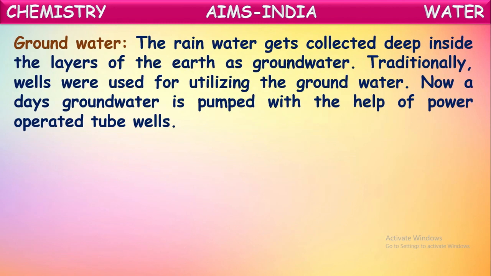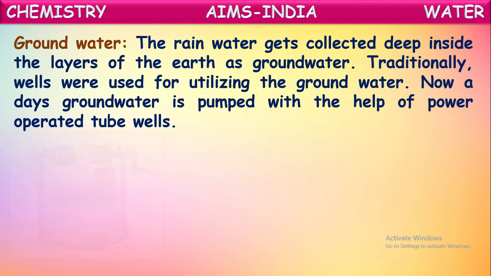Out of them, these are the sources of water we are discussing here. One of them is groundwater. The rainwater gets collected deep inside the layers of the earth as groundwater. What happens when it rains? Rainwater slowly sinks into the earth. It gets collected deep inside the layers of the earth and on the rocky layers. It forms what is called the water table. The water present under the layers of the earth on the rocky layers is called the water table, and it is also called groundwater.